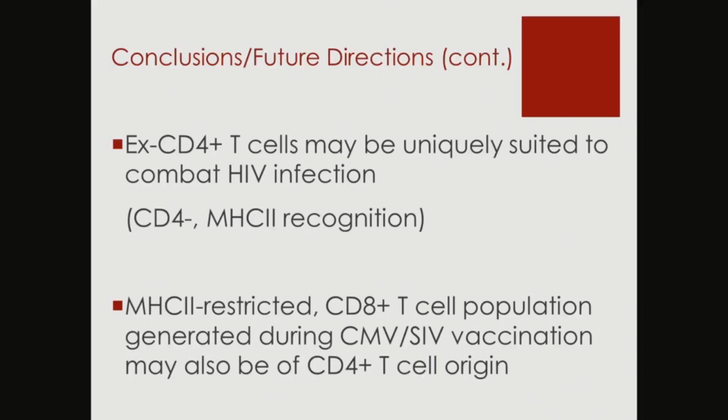We cannot explain the role of xCD4 T cells in all infection contexts, but we propose that xCD4 T cells are uniquely suited to combat HIV infection. Specifically, their lack of CD4 expression would provide resistance to viral entry, and their MHCII recognition capacity would facilitate destruction of antigen-presenting cells harboring HIV reservoirs. We speculate that our xCD4 T cell population may parallel the MHCII-restricted CD8 positive T cell population generated by CMV/SIV vaccination, and we suggest that these cells are also of CD4 T cell origin.